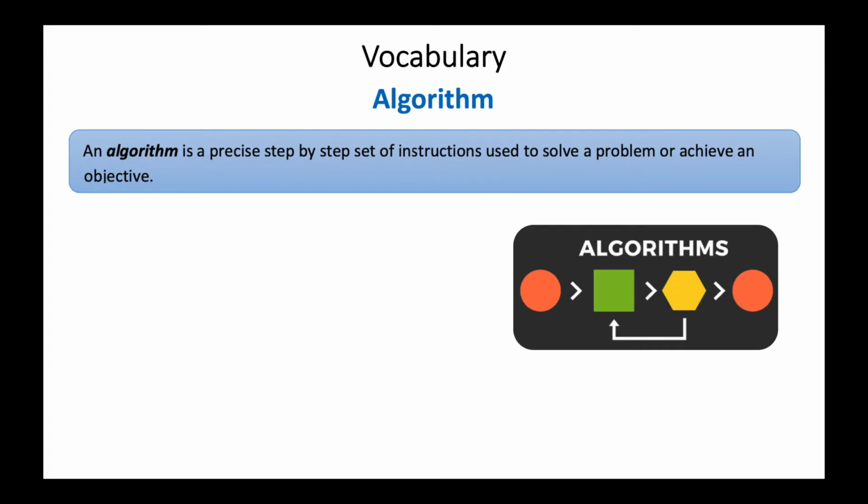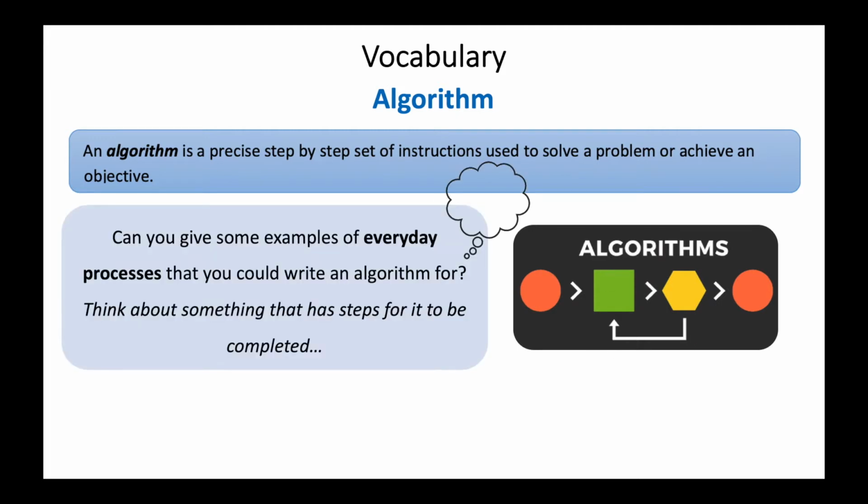The first we have is an algorithm, which is a precise step-by-step set of instructions used to solve a problem or achieve an objective. So here we have an image that shows shapes representing steps in a sequence. We've got the start and the end. They go from one to the other, but also can move backwards as well.